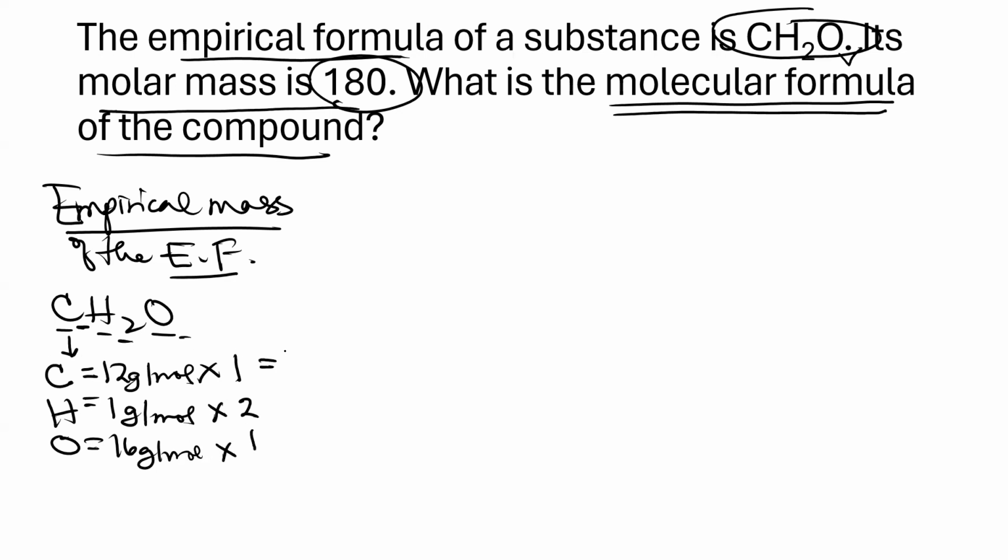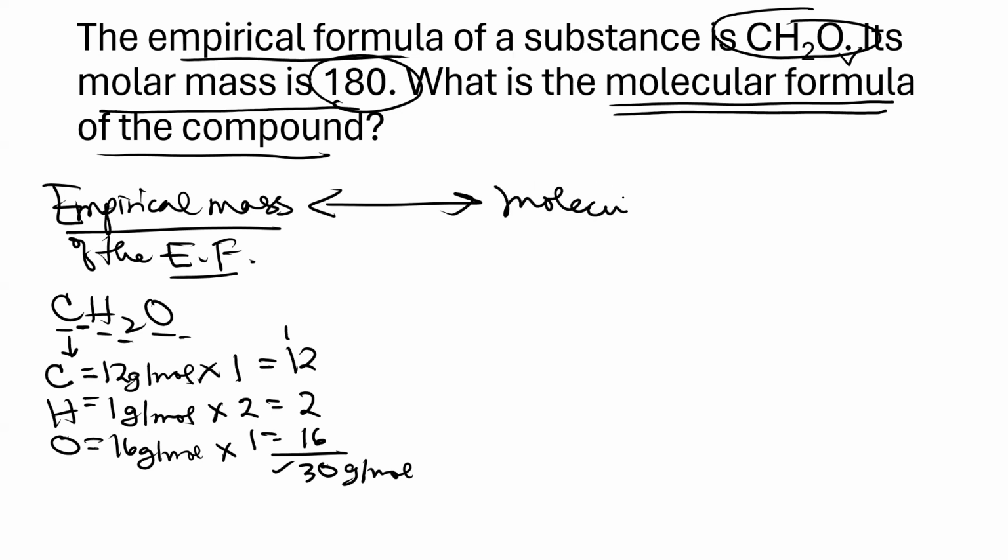So simplifying that further, you have 12, 2, and 16. Adding everything up, you have 30 grams per mole as the empirical mass. Now, why did we solve that? We need to determine the relationship between the empirical mass and the molar mass.